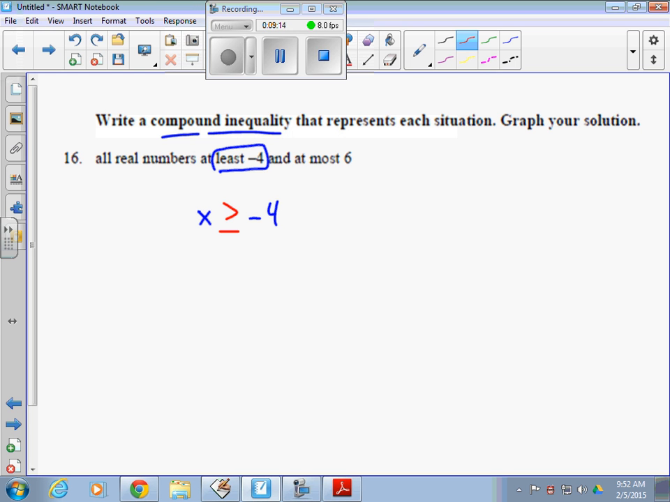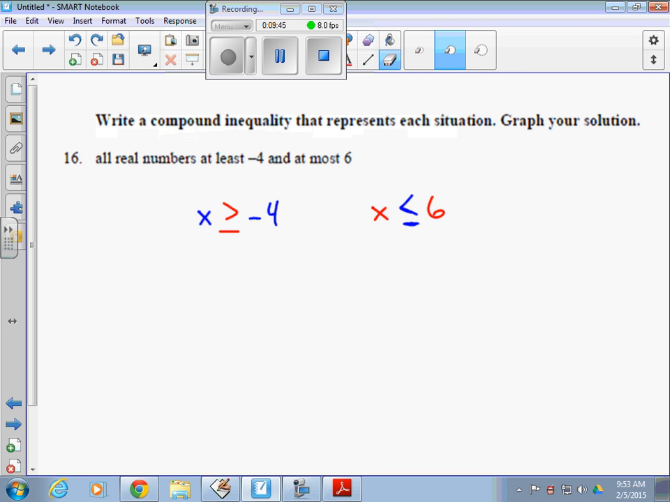The other one says at most 6. So again, x and 6, we have to determine what to put in there. At most means it's going to be smaller than the number 6. It can be 6, but it's going to be that number or smaller. So the big mouth has to eat the 6 now because it's the bigger number out of it and x. So we have x is greater than or equal to negative 4, and we have x is less than or equal to 6.